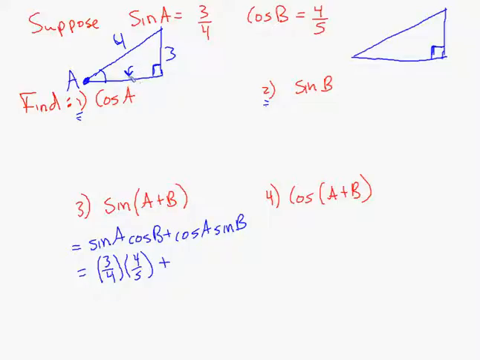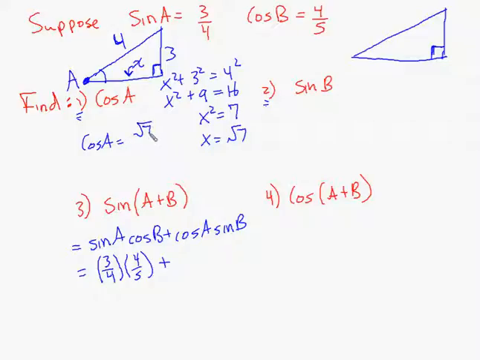So what can I use to find this missing side? Yeah, Pythag. So this side, whatever we want to call it, we could call it side x. X squared plus 3 squared equals 4 squared. X squared plus 9 equals 16. Subtract the 9. X squared equals 7. X equals root 7. So this is root 7. So cosine is adjacent over hypotenuse, right? So cosine of A is root 7 over 4.